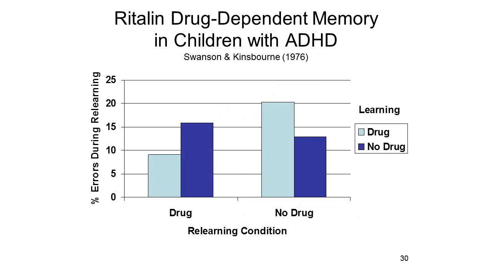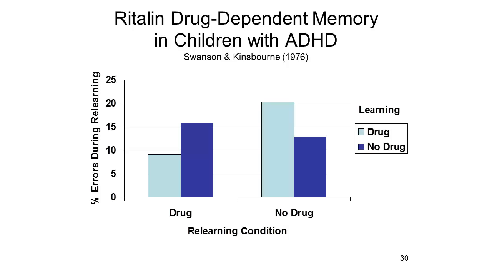You can get the same kinds of effects with humans as you can with animals, at least the same qualitative effect. The magnitude of the effect is not the same, if for no other reason than you just can't give the kinds of doses of psychoactive drugs to humans as you can to animals. In any event, here's a nice demonstration of drug-dependent memory in children with attention deficit hyperactivity disorder, ADHD, who were treated with the drug Ritalin.